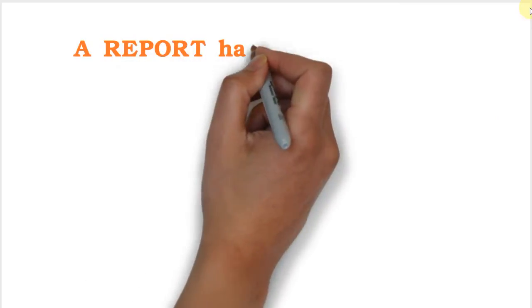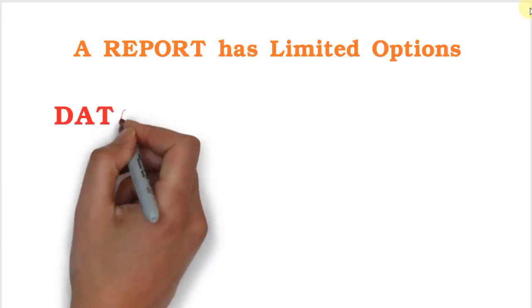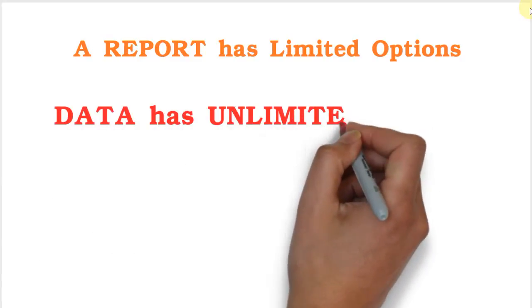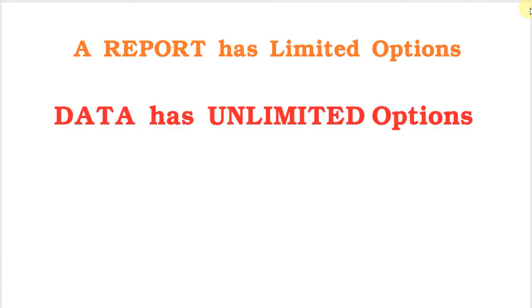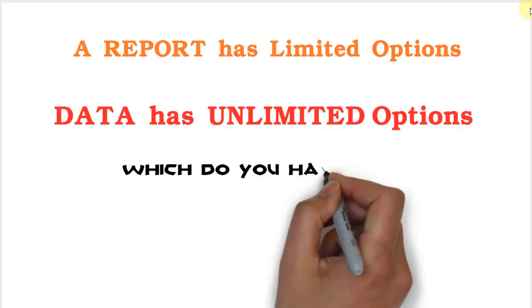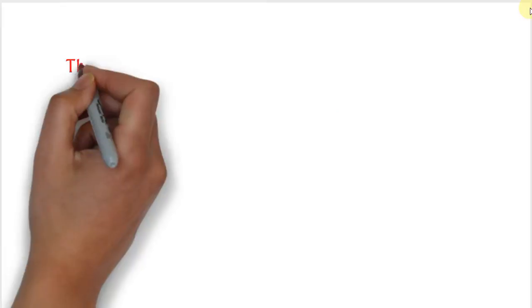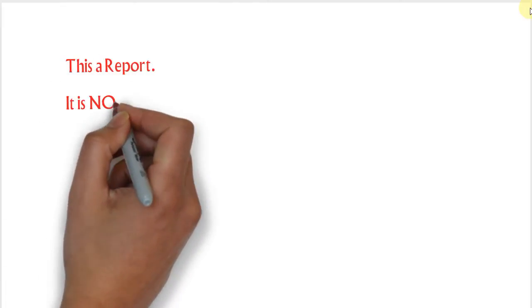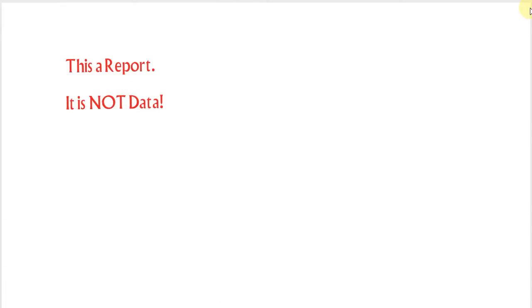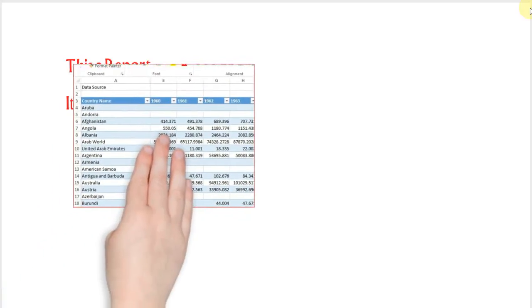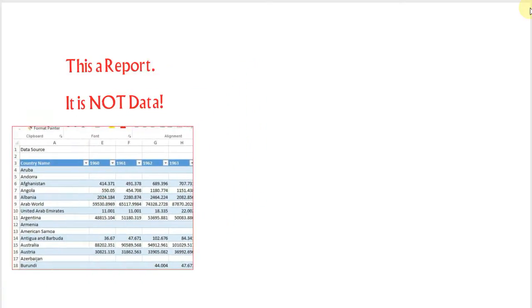Very difficult. That's because a report has limited options, and data, of course, has unlimited potential. You can have all kinds of things you can do with it. So really what you have to do is reverse engineer a table into data and make sure you know what you have when you get it, a report or a table. So this is a report. I don't really call it data in the true sense. It came from data, but it's not.